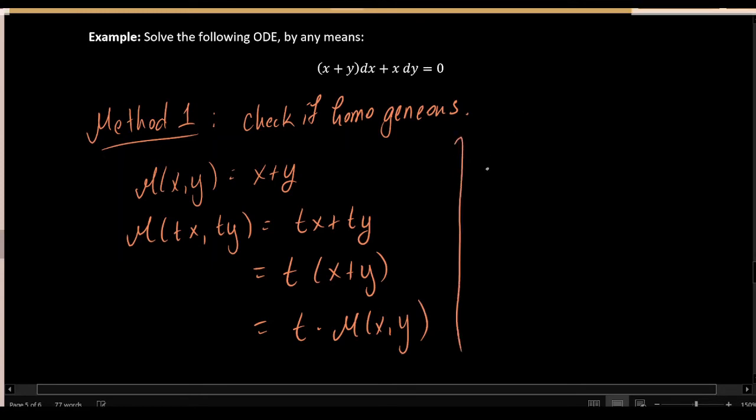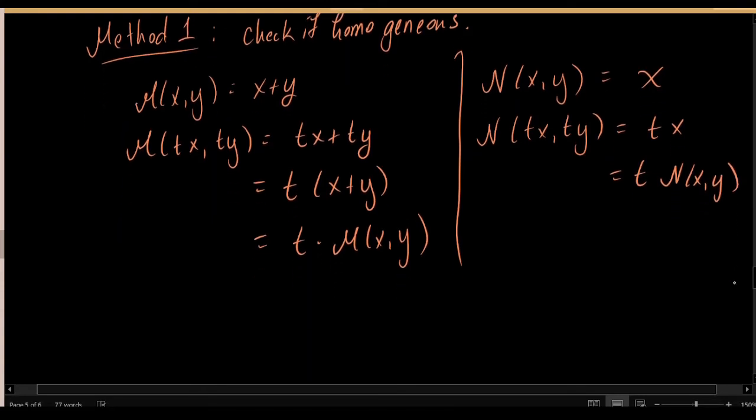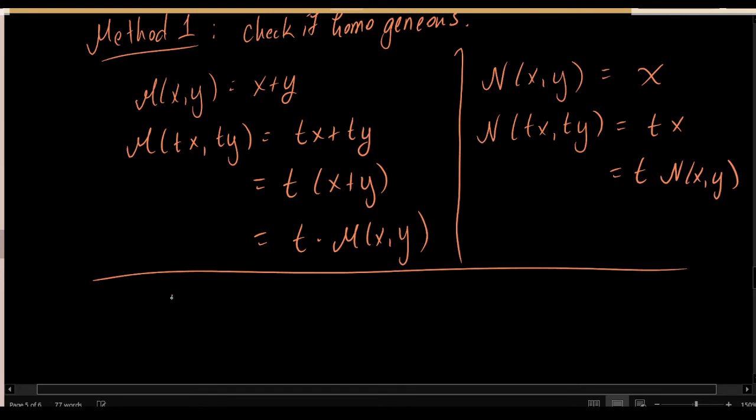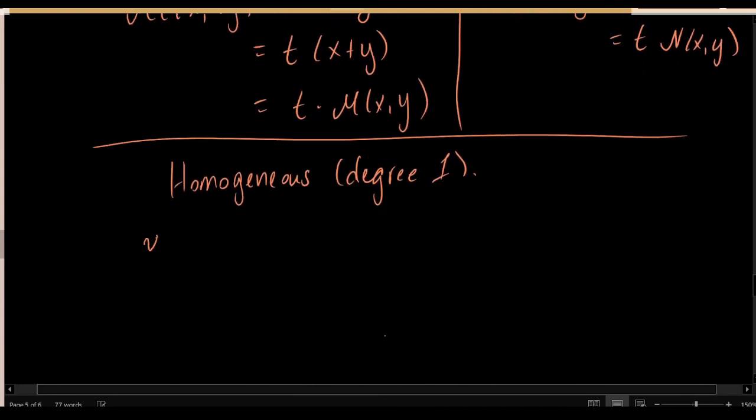If I do exactly the same check for N of x, y, in this case just x, scale the x and the y by t, and you get t times x, which certainly is t times our original function. So this differential equation would be homogeneous, in particular of degree 1. So I could solve this using a change of variable. I could set y equal to ux, and replace dy with x du plus u dx.